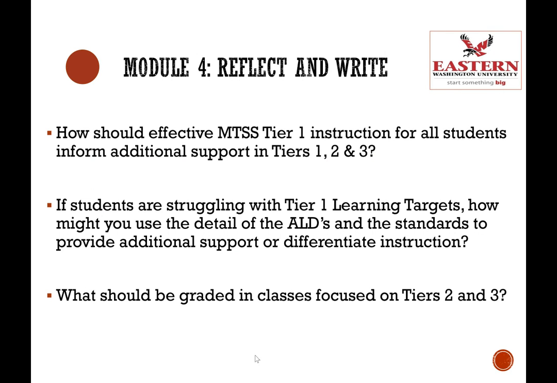So pause this presentation, take a moment to reflect and write. How should effective MTSS Tier 1 instruction for all students inform additional support in Tiers 1, 2, and 3? If students are struggling with Tier 1 learning targets, how might you use the detail of the achievement level descriptors and the standards to provide additional support or to differentiate instruction? What should be graded in classes focused on Tiers 2 and 3?